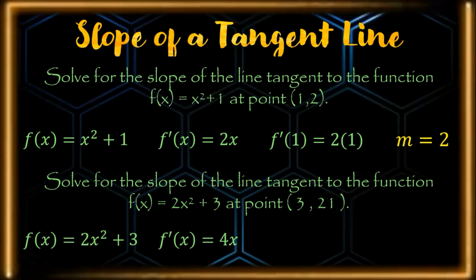Once we are done with the derivative, next is to use the x value of the given point, and it will serve as the x value of our function. In the given point, (3, 21), the x value is 3. So we will be using 3 as the value of the variable x. That will become f prime of 3, which is equal to 4 times 3. And after further simplification, the correct slope of the line tangent to the function is 12.